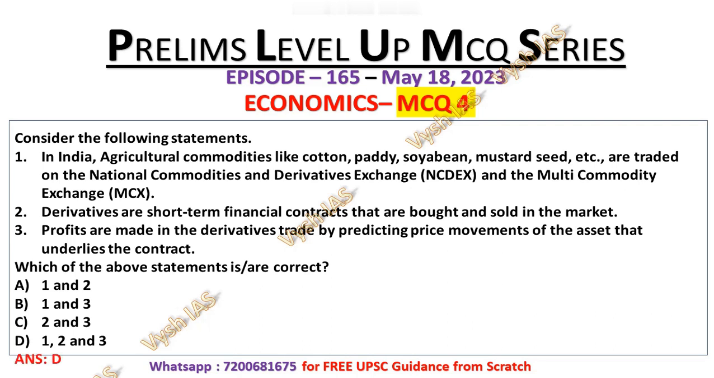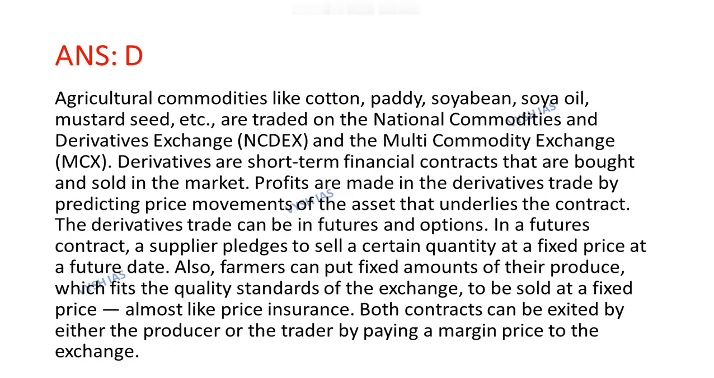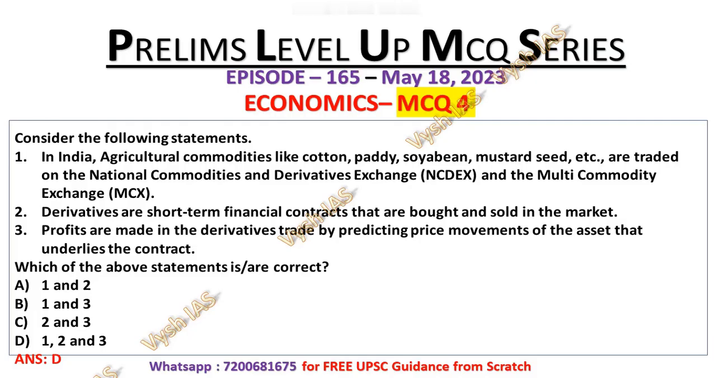So the correct answer will be option D, that is, all the statements are correct. Now let's look at the explanation. Agricultural commodities like cotton, paddy, soybean, soya oil, and mustard seeds are traded on the National Commodities and Derivatives Exchange and the Multi-Commodity Exchange, that is statement number 1.